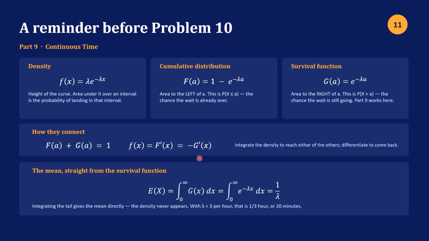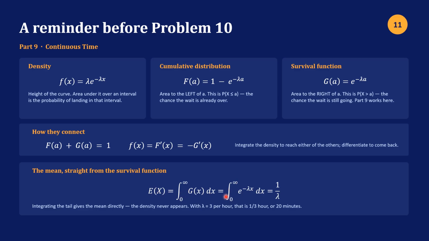And another thing I did not mention in lesson 9, but we'll need to solve problem 10, is the expected value. There's two ways of doing it. The standard way is you take the integral of x times the density function. And in this case, it would involve integration by parts. It's a little bit messy, but there's a simpler way. You can just take the integral of the survival function, and that's also equal to the expected value.